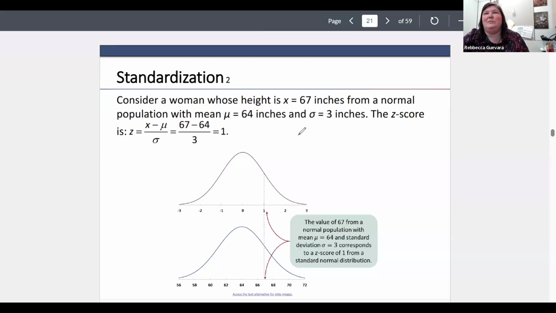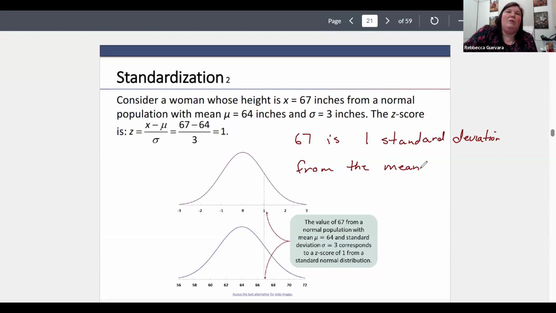What this means is that 67 is one standard deviation from the mean. And we can have lots of distributions where the same thing happens, where all kinds of numbers will be one standard deviation from the mean. So the value of 67 from the normal population with a mean of 64 and a standard deviation of 3 corresponds to a z-score of 1 from a standard normal distribution. And in a standard normal distribution, the mean is 0 and the standard deviation is 1.